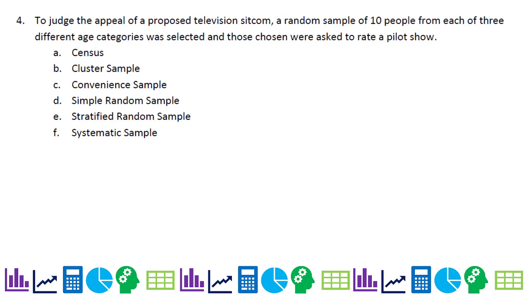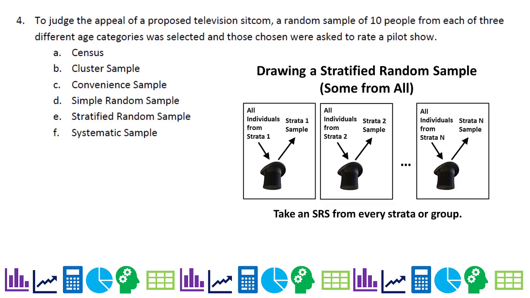To judge the appeal of a proposed television sitcom, a random sample of 10 people from each of 3 different age categories were selected, and those chosen were asked to rate a pilot show. So this is one of the times where you're actually going to have 3 different groups, but you're doing like 3 different samples. So stratified random sampling, in this case, we're taking 3 samples. One from the first age group, one from the second age group, and one from the third age group.